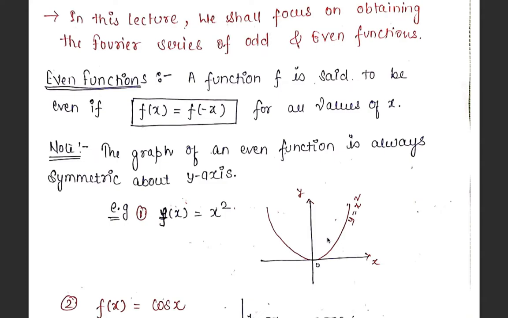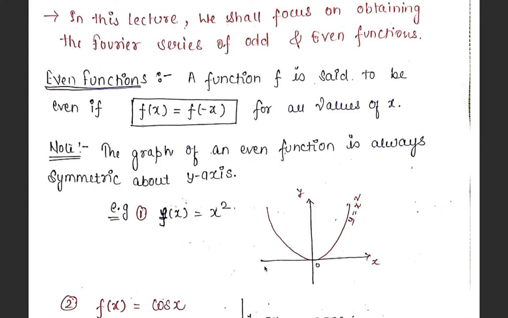So let us first recall the definition of an even function. We know that a function f is said to be even if f of x is equal to f of minus x. That is, if we replace x by minus x, then the function remains as it is. For example, let us take f to be x square. Clearly, if we replace x by minus x, then we are going to get x square only.